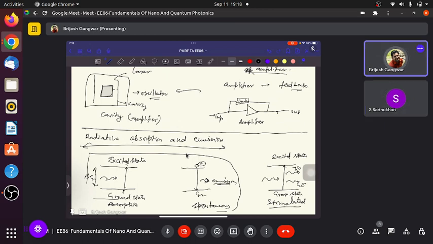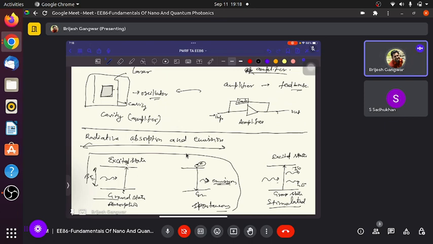The reason is, we are giving the photon, and when the absorbed photon and the emitted photon both have the same phase and same frequency, then only it is called stimulated emission. Okay. Yes, so spontaneous emission is random.